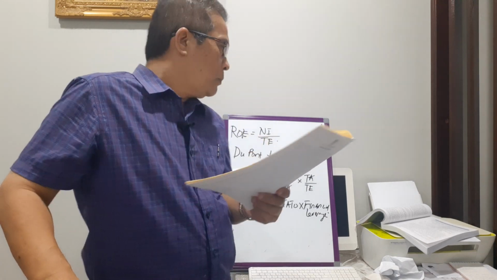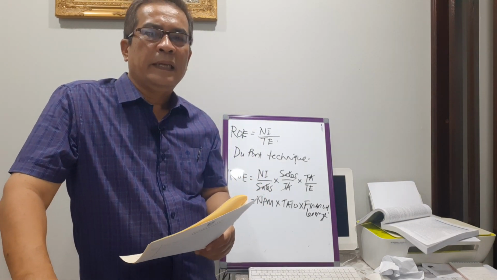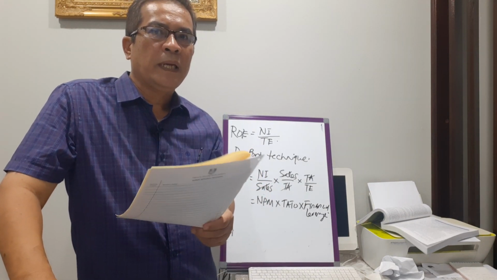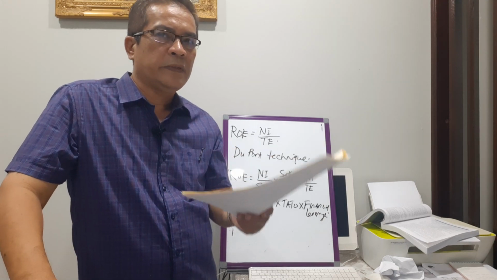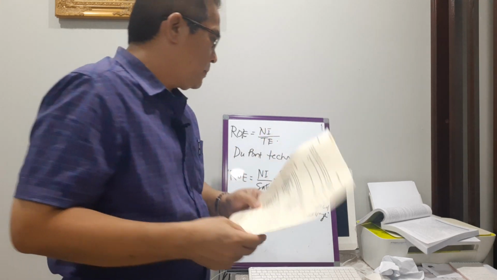Compute the PE multiplier. When the question asks you to compute the PE multiplier, it means that you have to calculate PE ratio. Remember, PE ratio is equal to market price over earnings. PE ratio is market price over earnings per share. Remember, in the topic of share valuation, one of the techniques of share valuation is the PE multiplier technique. So that technique is related with this question.